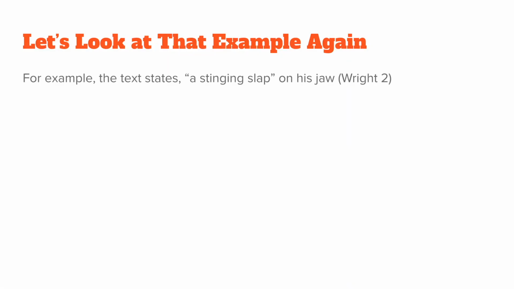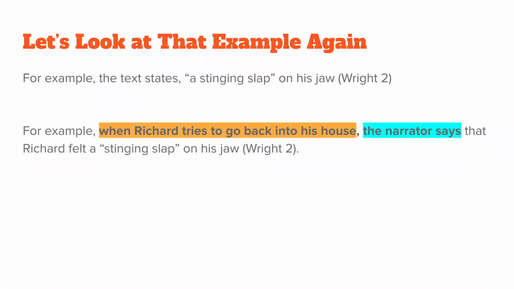So here is the example we just had. For example, the text states, a stinging slap on his jaw. Not smooth. How about this? For example, when Richard tries to go back into his house, the narrator says that Richard felt a stinging slap on his jaw. Notice how that sounds much more smooth, and we understand a little bit better where the quote's coming from. It has the context in orange there, and the speaker in blue. So we know what's going on and who's saying it.